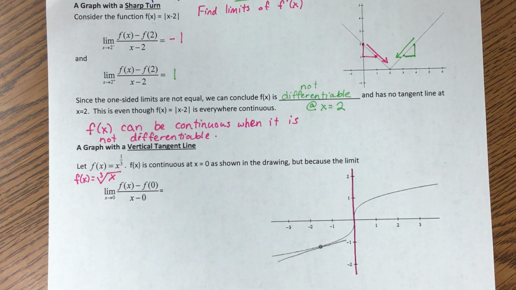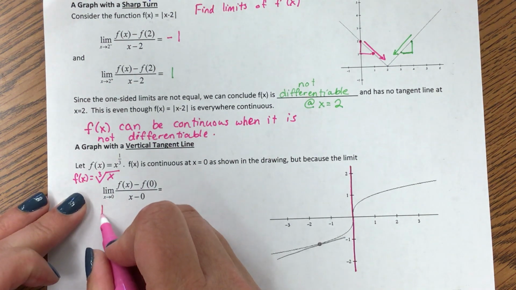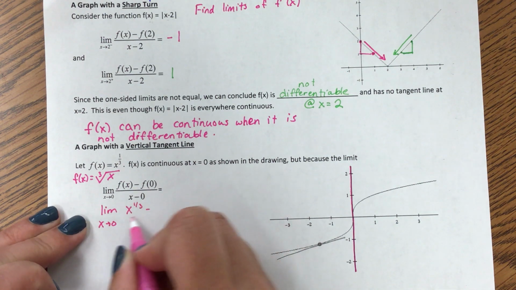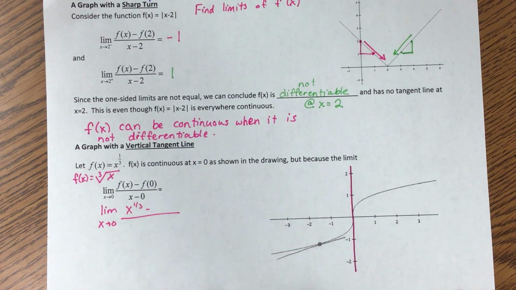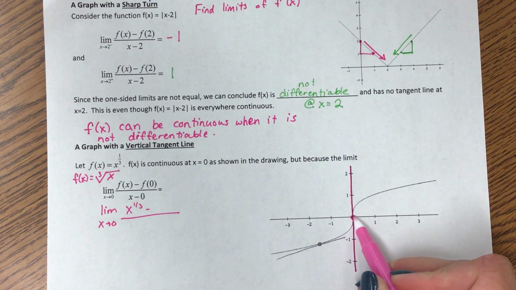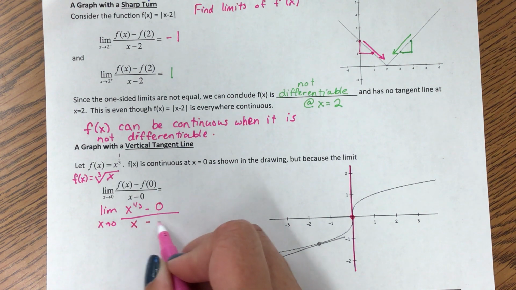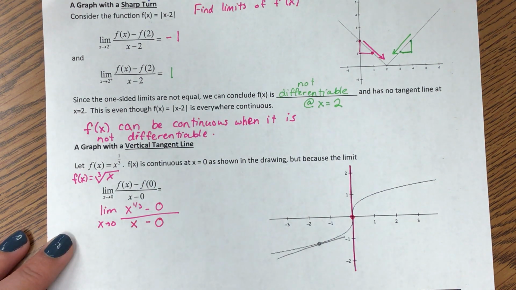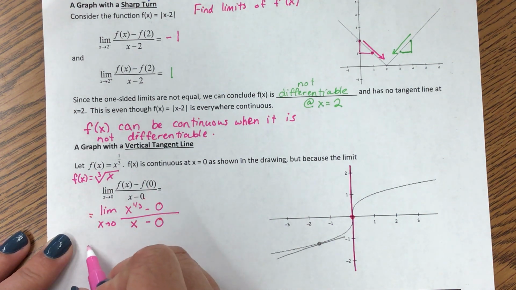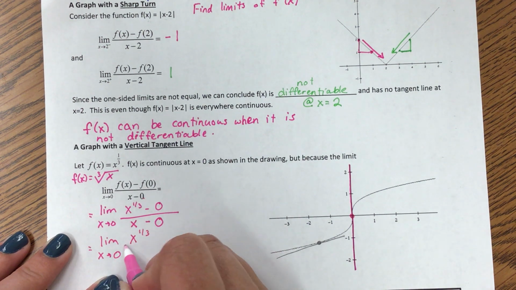Okay, let's take the limit. f of x is x to the 1/3. So this is the limit as x approaches 0 of x to the 1/3 minus f of 0. f of 0 is the y value. So the y value when x is 0 is 0. On the bottom is an x, and then minus 0. That's the x value, and that's f of x. Okay, so this equals the limit as x approaches 0 of x to the 1/3 over x.